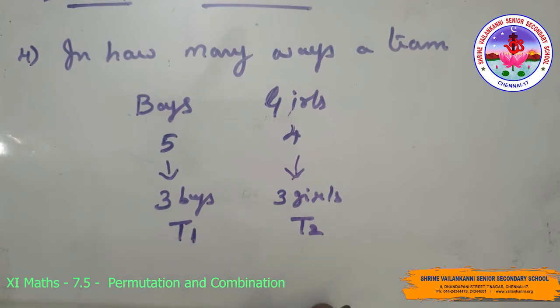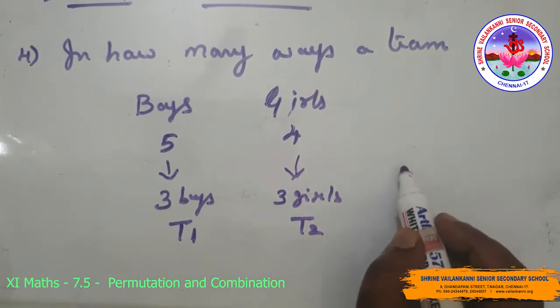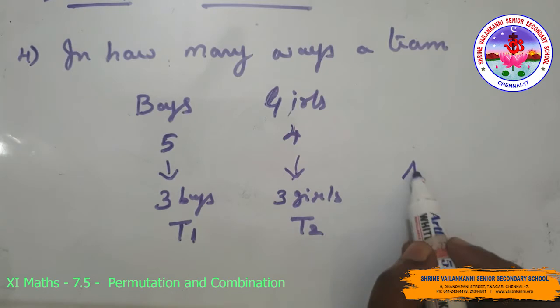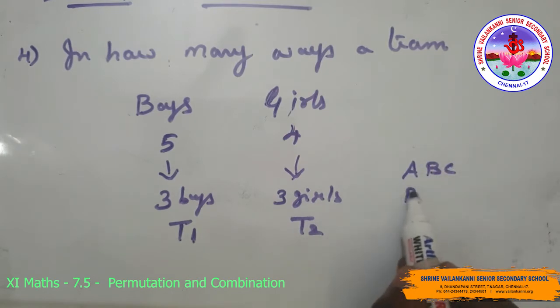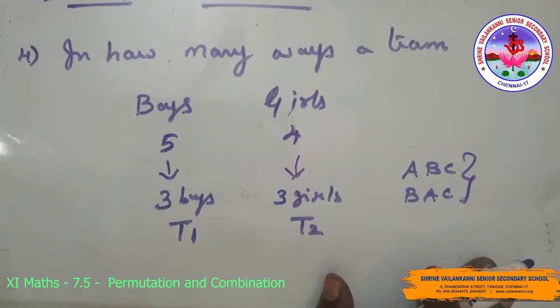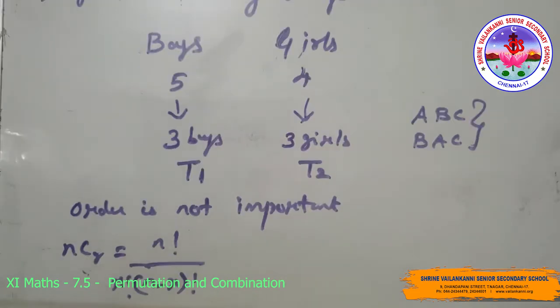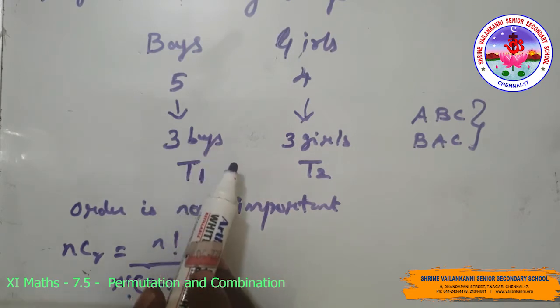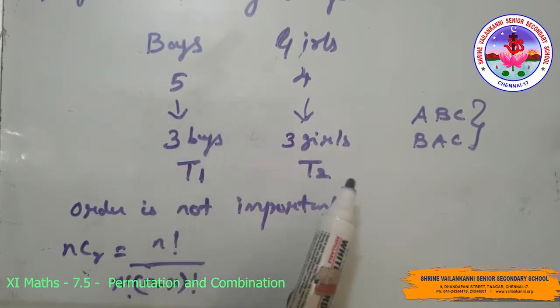Here order is not important. If we take 3 boys as ABC, which is nothing but BAC, so we only have to select 3 boys from the 5 boys to make a team. So order is not important. If order is not important, then we have to use nCr. Using the formula nCr, which is equal to n factorial by r factorial into n minus r factorial, selecting 3 boys from 5 boys.